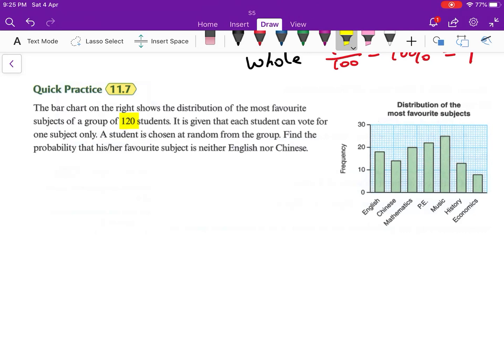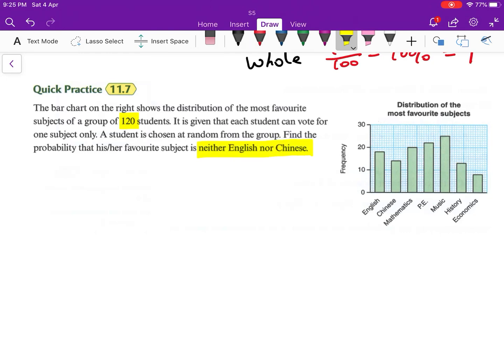calculation. It's given that each student can vote for one subject only. Remember, one student, one vote. That means there won't be any overlap, okay? So a student is chosen at random from the group. Find the probability that his or her favorite subject is neither nor.